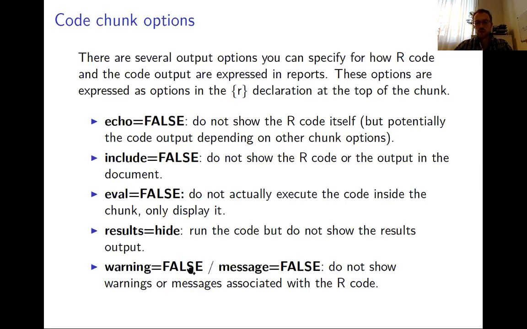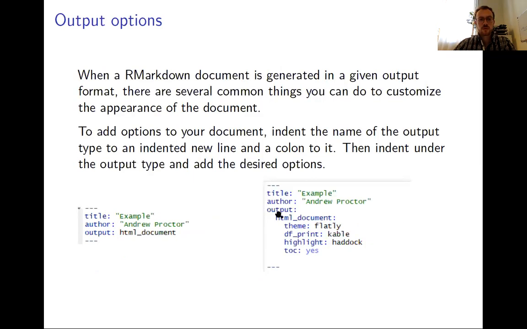And warnings equal false or message equal false will not print any of the warning messages. And this might be useful when you're loading libraries. Oftentimes these libraries generate warnings, for example, if your library is outdated or so. And this is also something that you do not want to have in your final report most of the time.